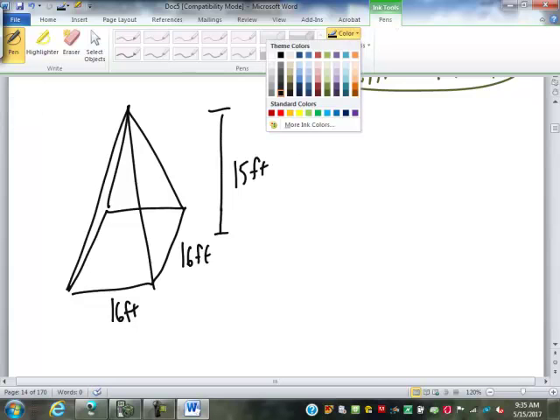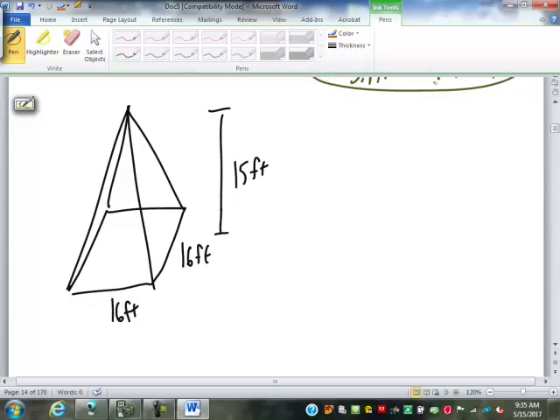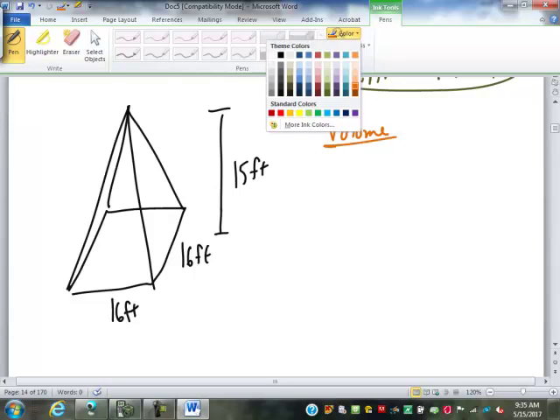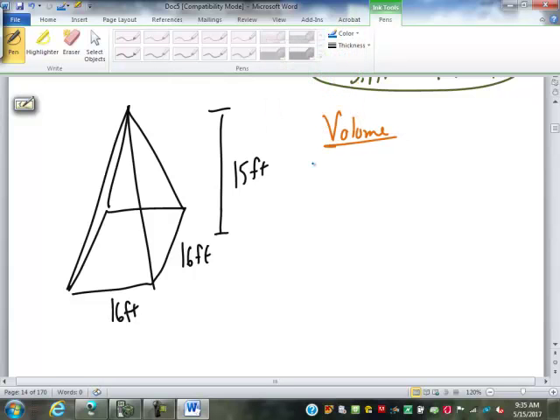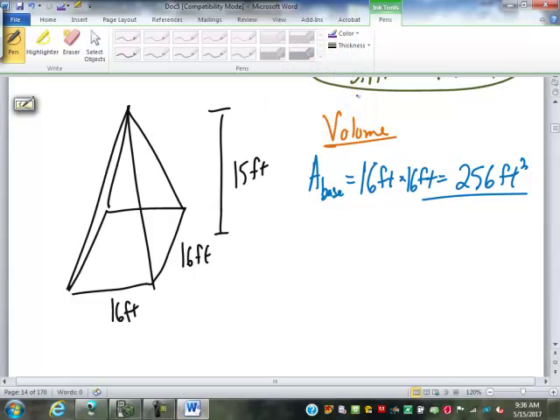Let's take a pyramid with a base that's 16 feet on each side and a height of 15 feet. To find its volume, we start out with the area of the base. How do we find the area of its base? Well, it's 16 feet by 16 feet, correct? Otherwise known as 256 square feet.